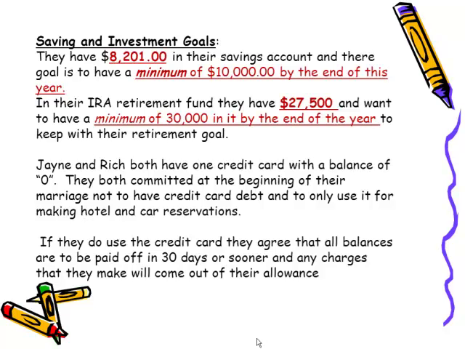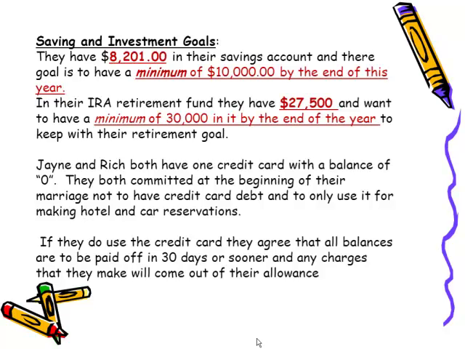Okay. Janie and Rich both have one credit card with a balance of $0 on it, so you don't have to worry about that problem, right? They both committed at the beginning of their marriage not to have credit card debt and to only use it for making hotel and car reservations. That's a good rule to have when you get married, right? If they do use the credit card, they agree that all balances will be paid in full within 30 days or sooner, and any charges they make will come out of their own allowance.